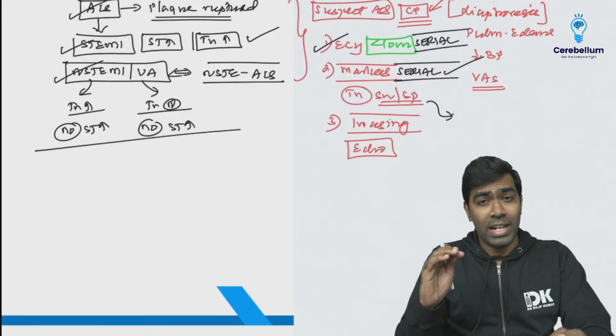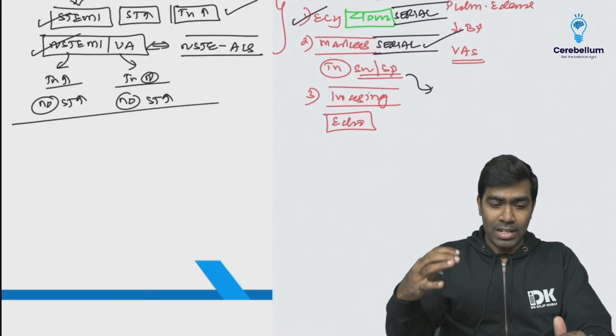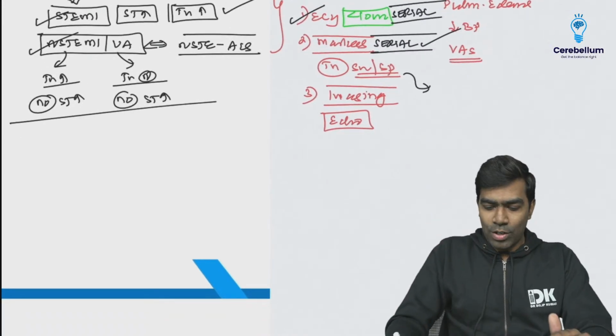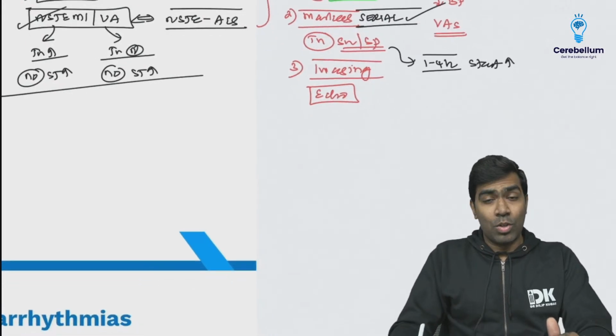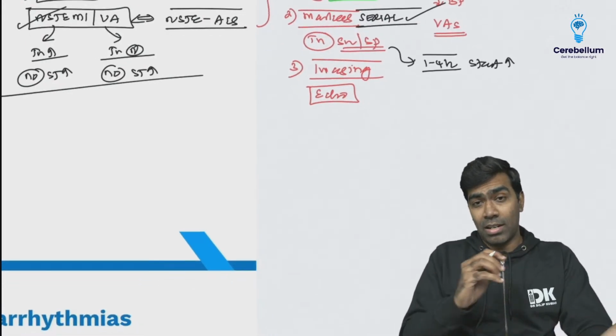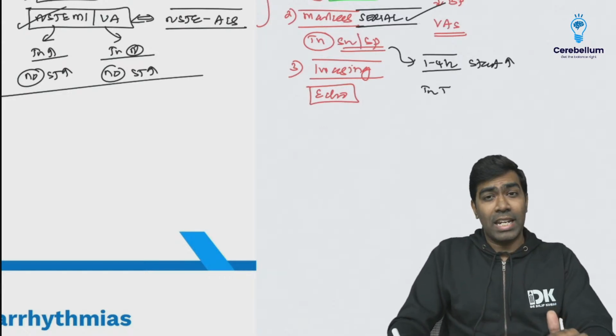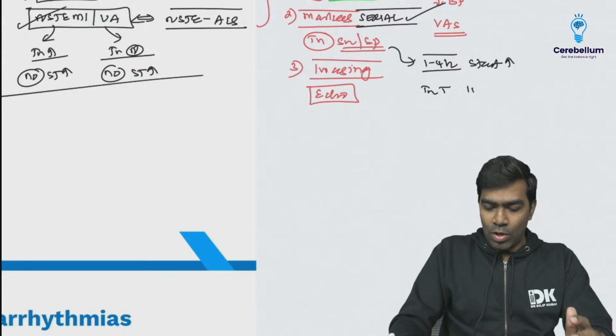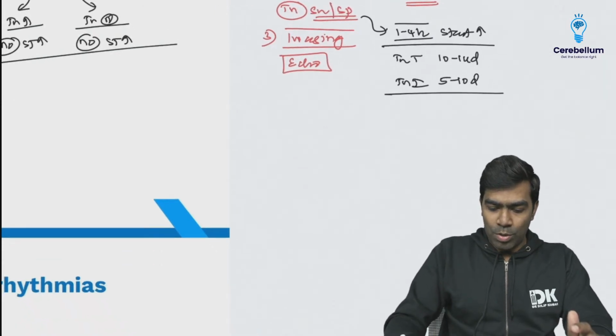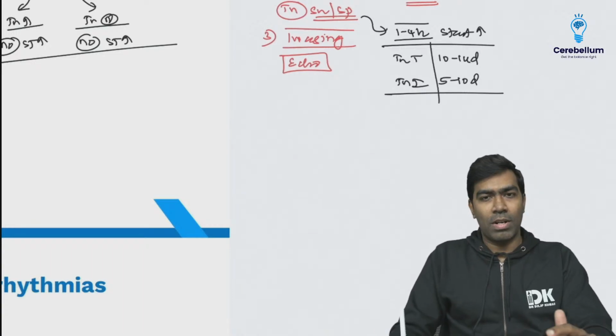And they will ask you how long it will take for the troponins to rise to a detectable cutoff. It's going to take approximately 1 to 4 hours to start rising. And similarly, it's going to take approximately 5 to 14 days to come back to normal. If it's troponin T, then it might take somewhere around 10 to 14 days to come back to normal. If it's troponin I, it's going to take around 5 to 10 days to come back to normal.